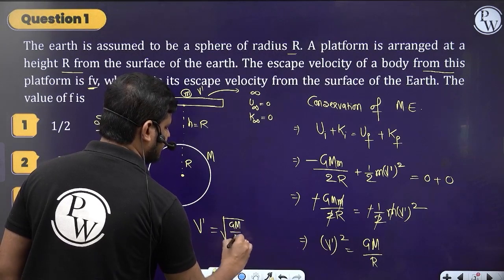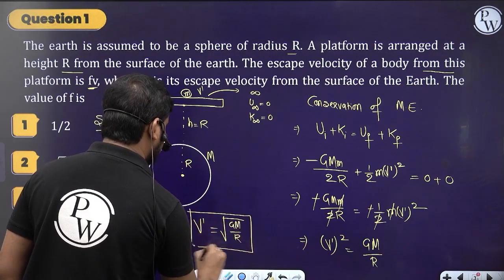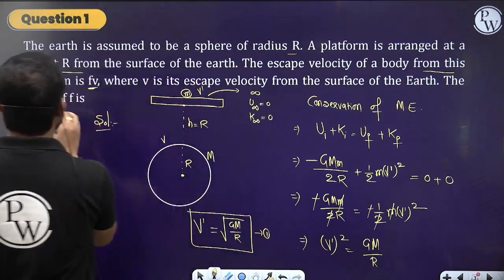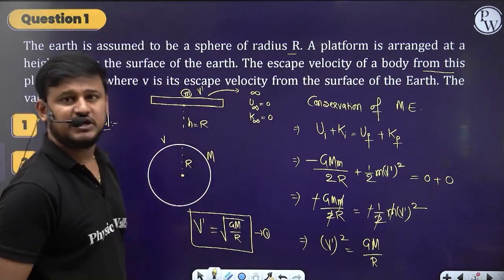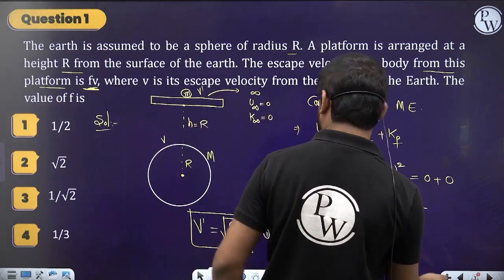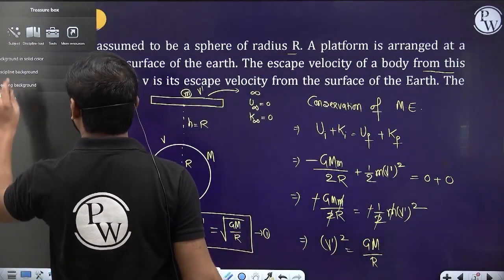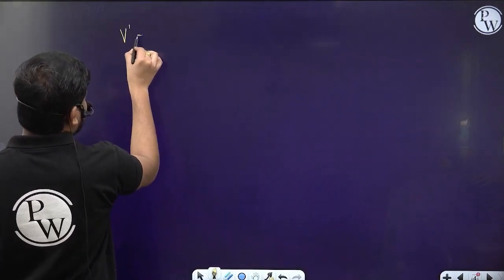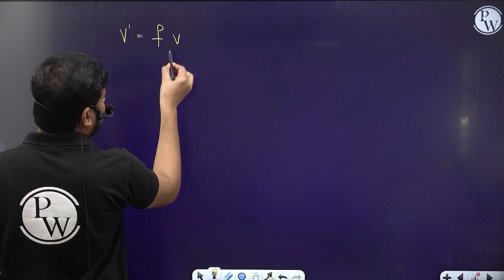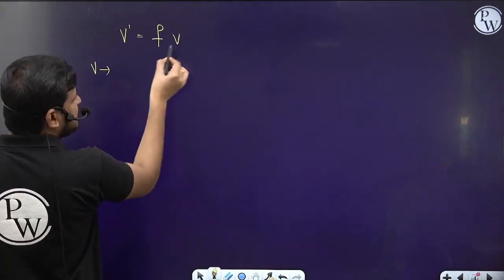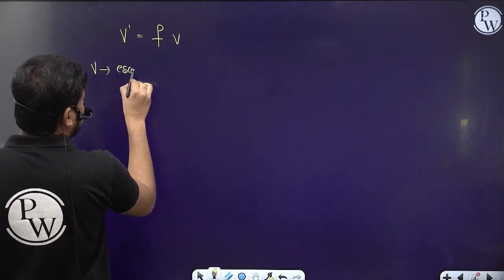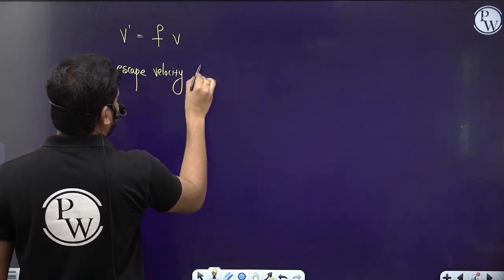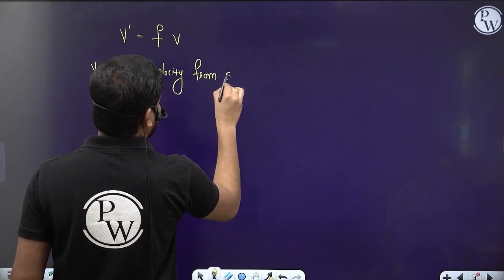Let it be equation number 1. Now in the question they gave one hint: the escape velocity of a body from this platform is F into V. So this escape velocity V dash, as per the given question, is F into V, where V is the escape velocity from the surface of the earth.